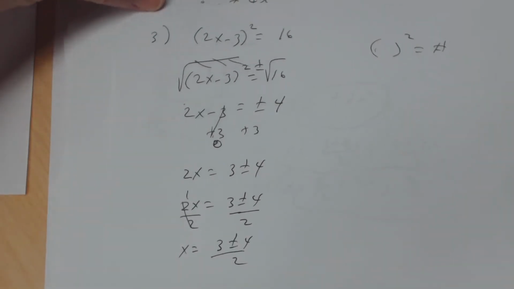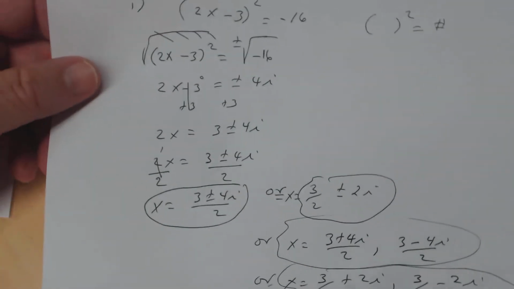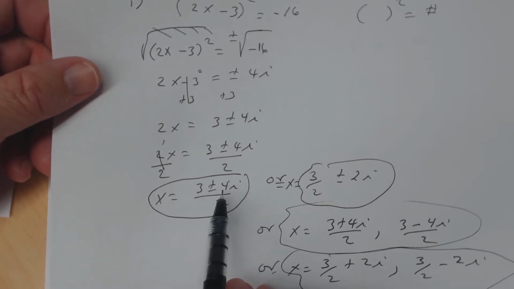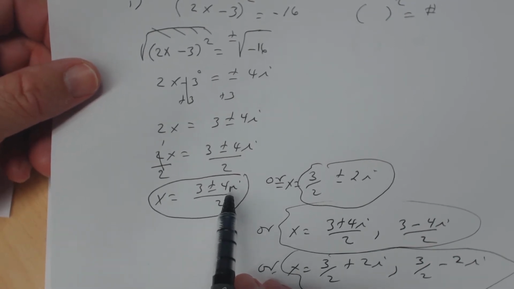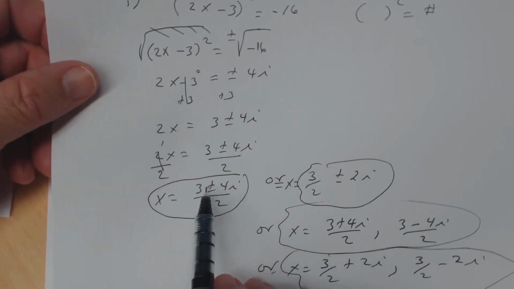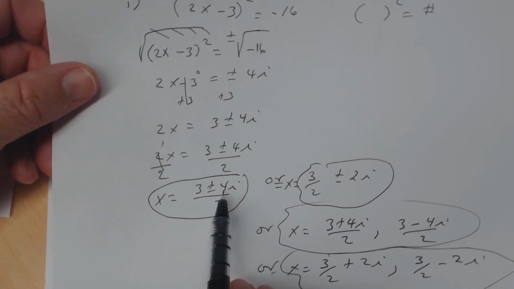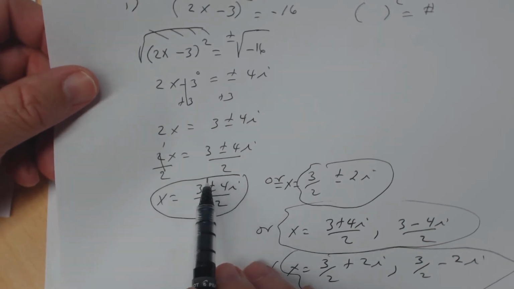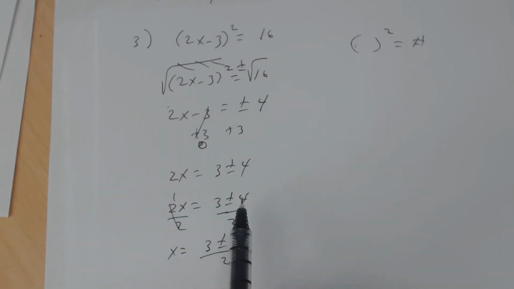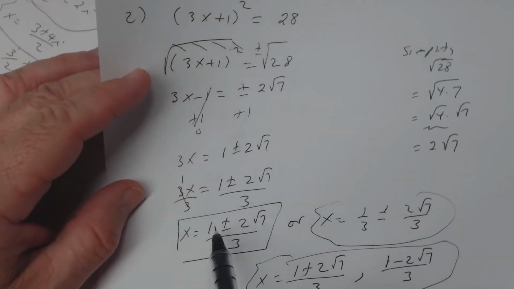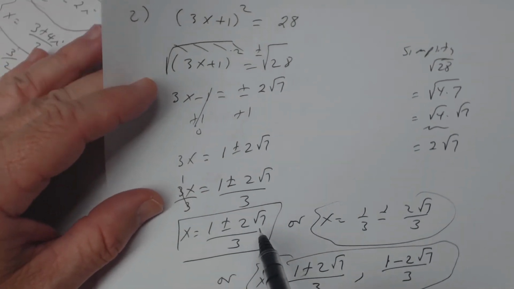Now, here's the difference. Here, when I did this, I stopped, because these were not like terms anymore. 3 plus 4i, I can't say that's 7i. 3i plus 4i is 7i, but 3 and 4i are not like terms, so I cannot combine them. So I can leave them like this. When I did number 2, listen to what I'm saying, when I did number 2, 1 and 2 square root of 7 are not like terms.